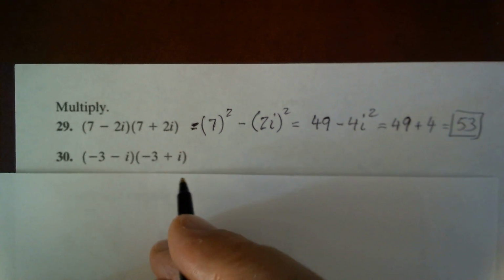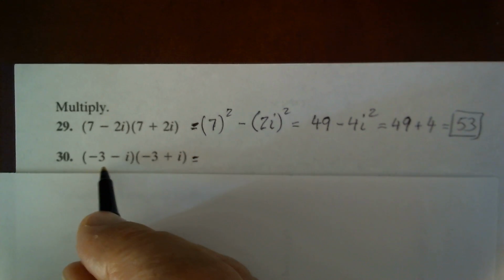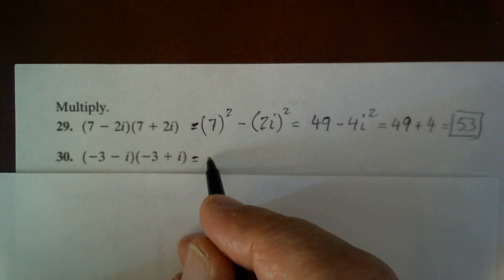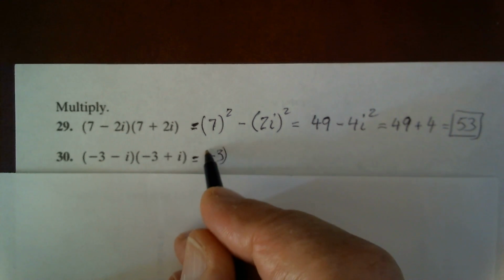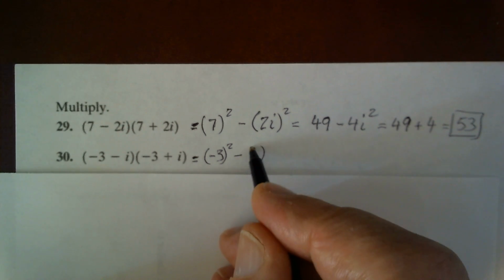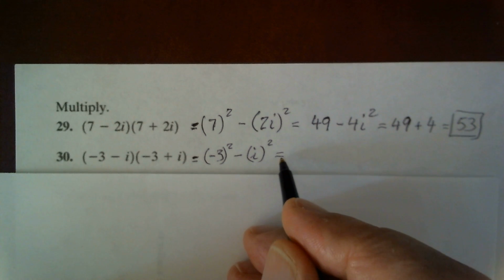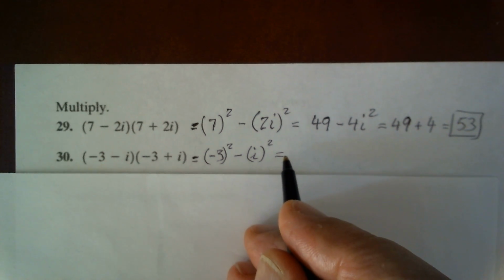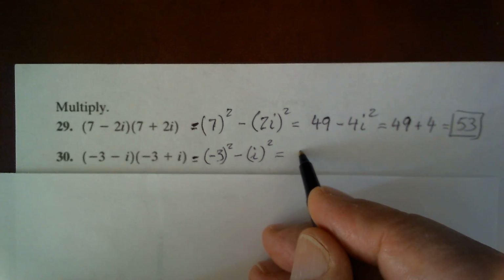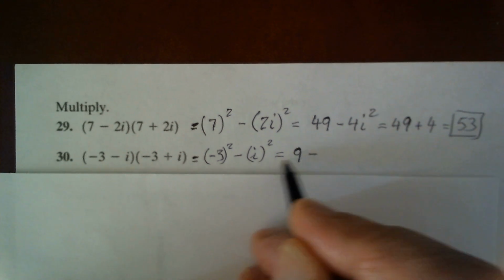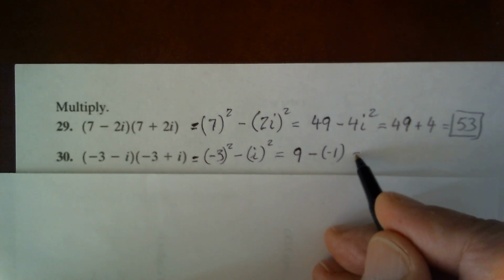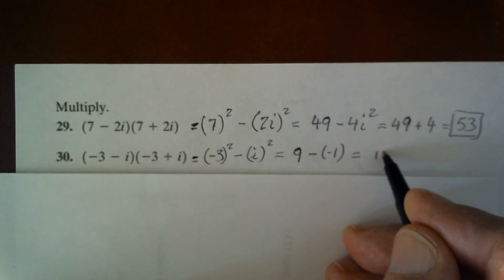Similarly here, we have minus 3 minus i times minus 3 plus i, so they are conjugates of each other. So it means we have minus 3 squared minus i squared. And minus 3 squared, of course, is 9. And since i squared is equal to minus 1, we have minus minus 1. That's 9 plus 1, or 10.